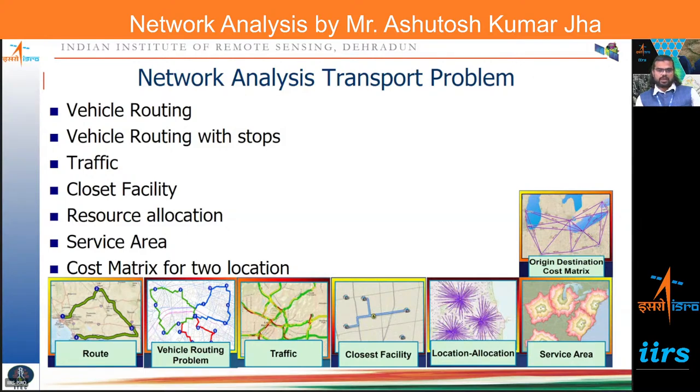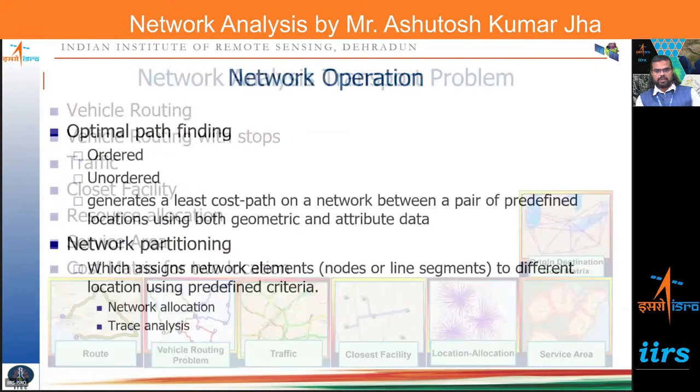The other network analysis includes the cost matrix. It means you may have multiple paths from one location to another, but you would like to know the cheapest cost of transportation to reach from one place to another. This is most widely used in aviation industries.